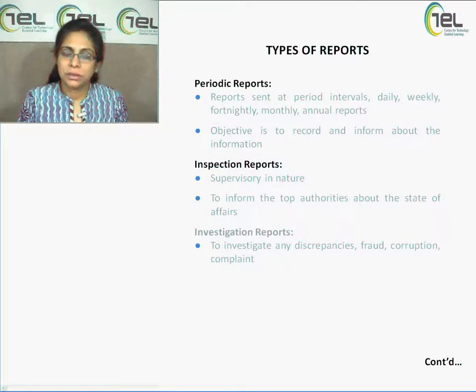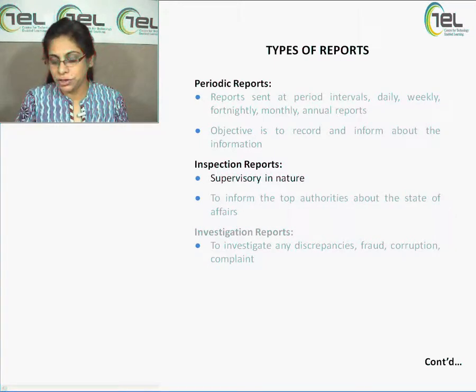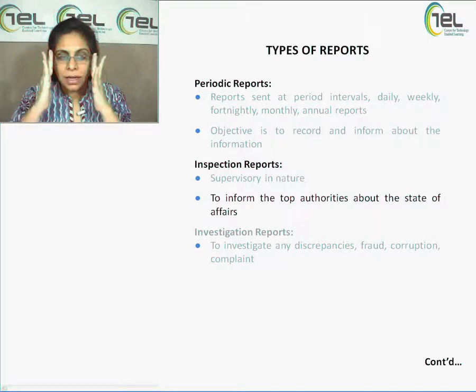Inspection reports. Inspection reports are supervisory in nature. They need to inform the top authorities about the state of affairs, how the work is being done.